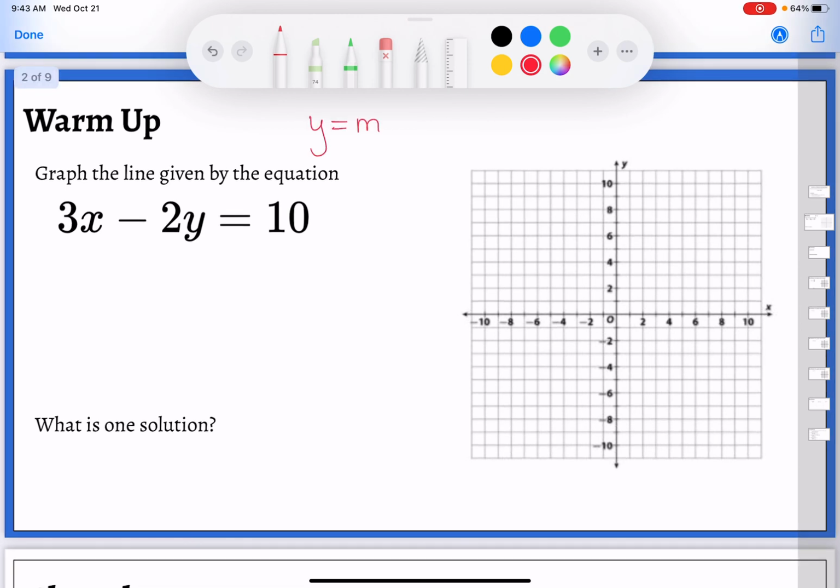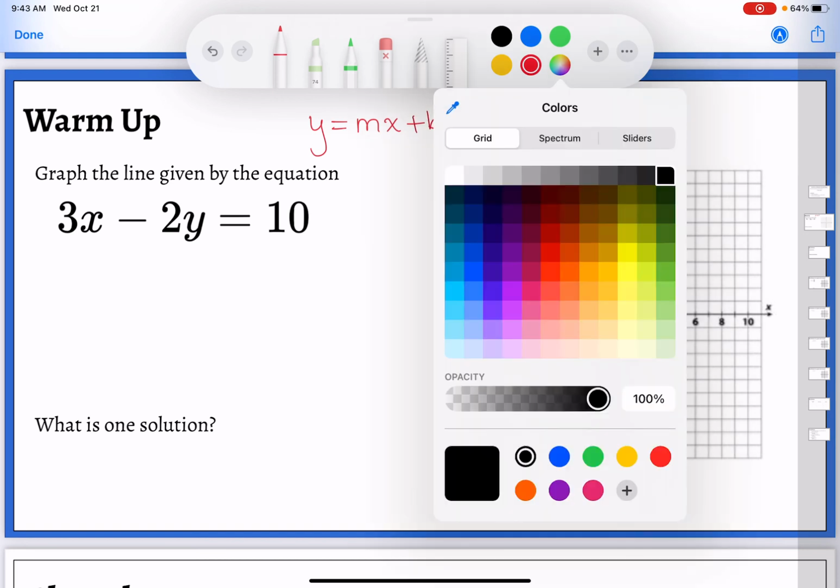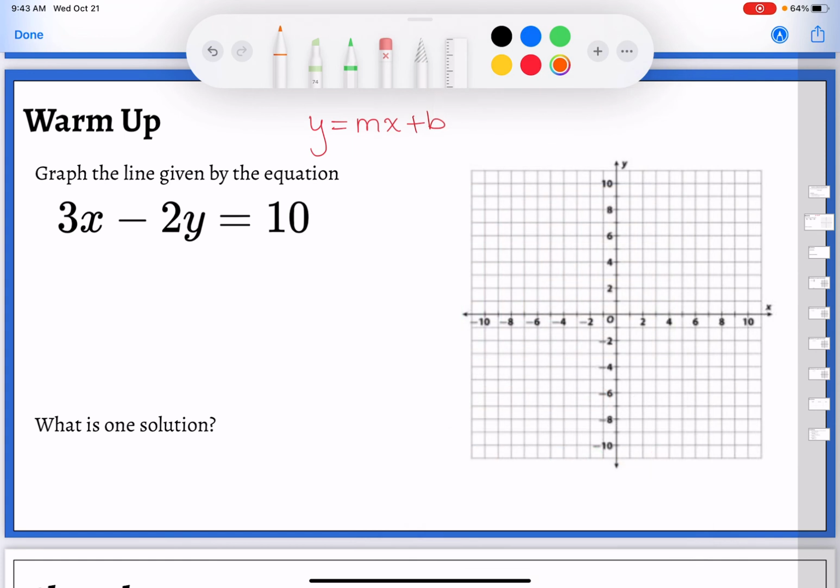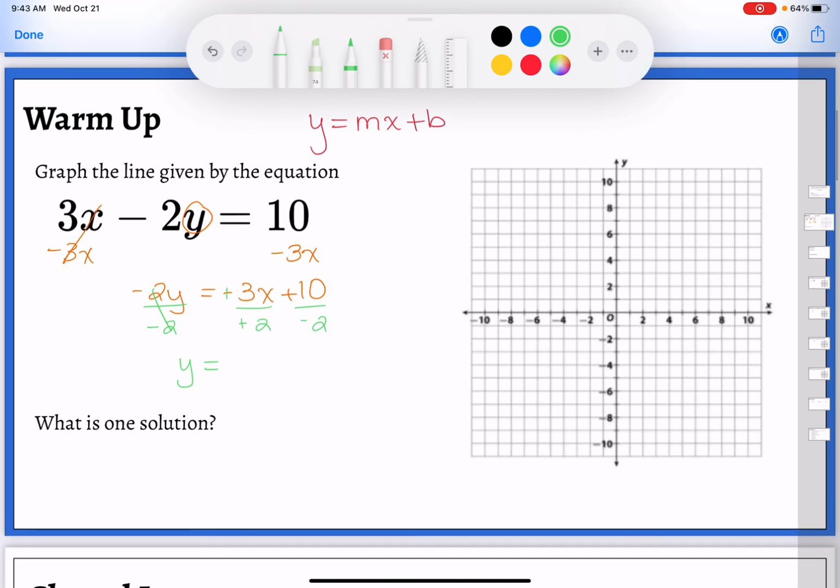So again, that is y equals mx plus b. So we're getting the y by itself, isolating that y. If I'm trying to get y by itself here, then I'm going to subtract 3x first. I'll have negative 2y equals negative 3x plus 10. And then I'm going to divide every single term by negative 2. They cancel on the left, so I have y equals negative 3 over negative 2. Two negatives make a positive, so it will be positive 3 halves x. 10 divided by negative 2 gives me negative 5.